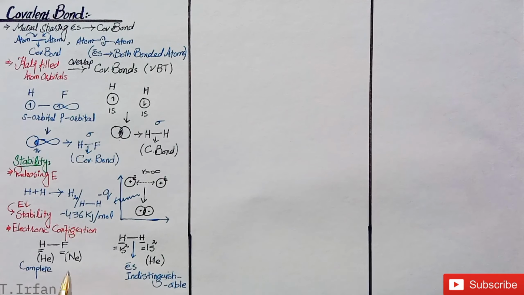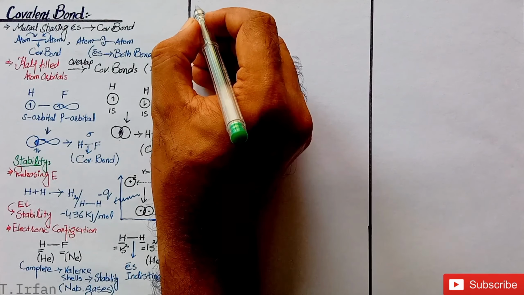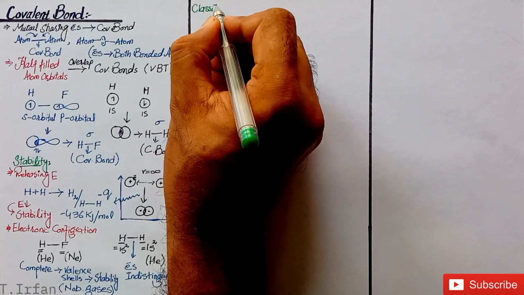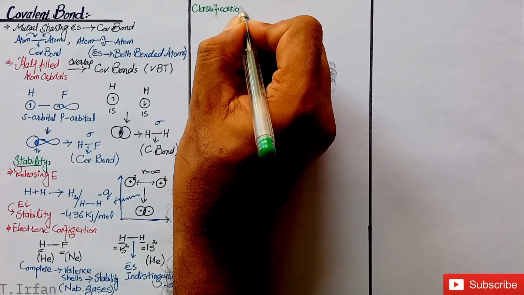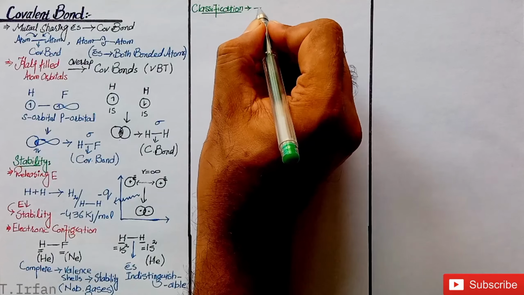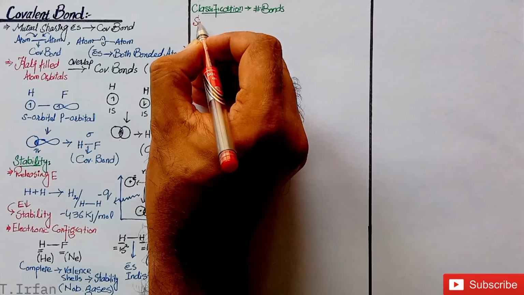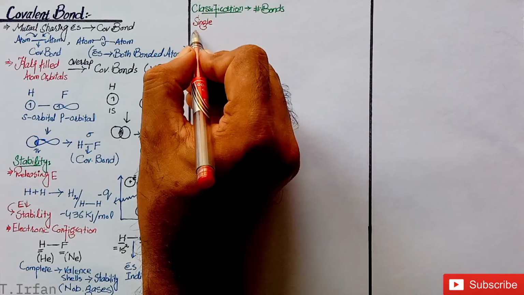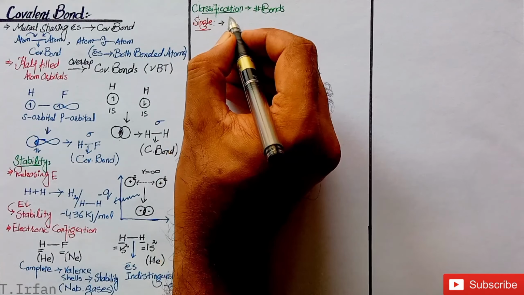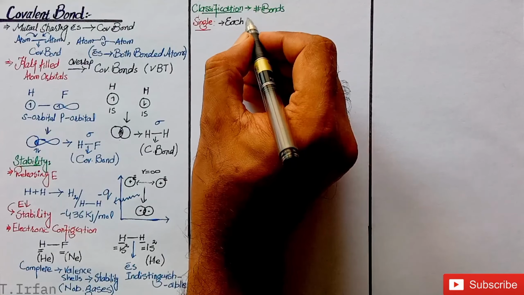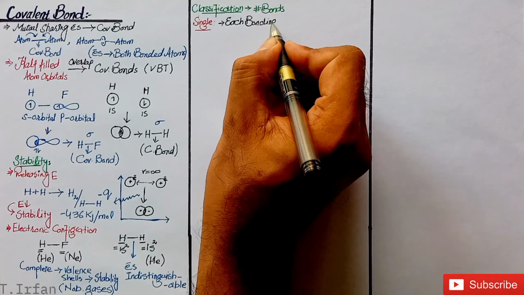So in this bonding, atoms complete their valence shell, and as these atoms complete their valence shell like noble gases, we can classify the covalent bond into three types on the basis of number of bonds. The first one is single covalent bond. This is a bond in which each bonding atom shares only one electron.